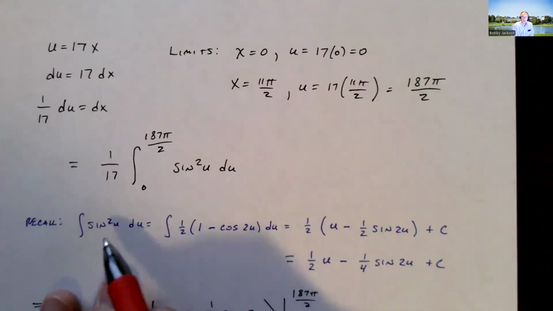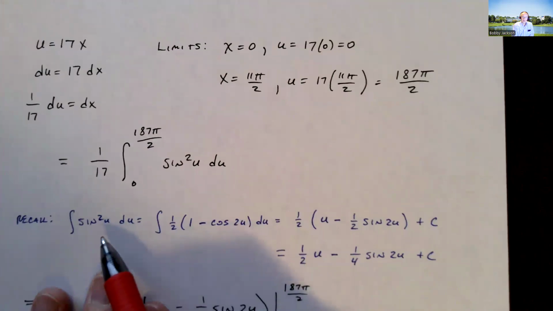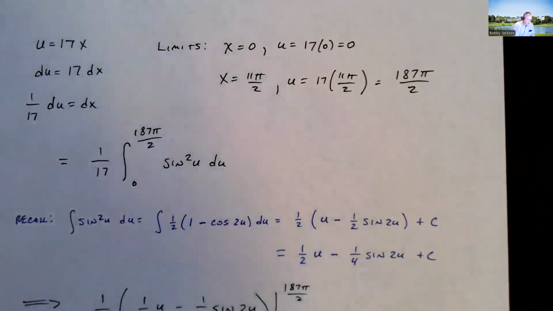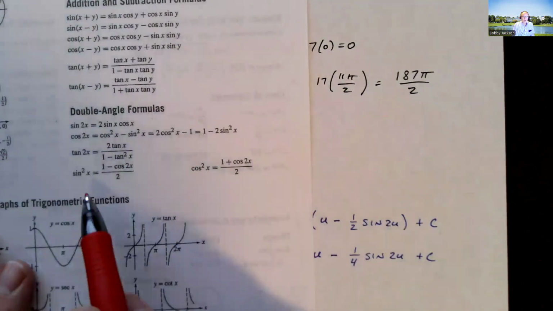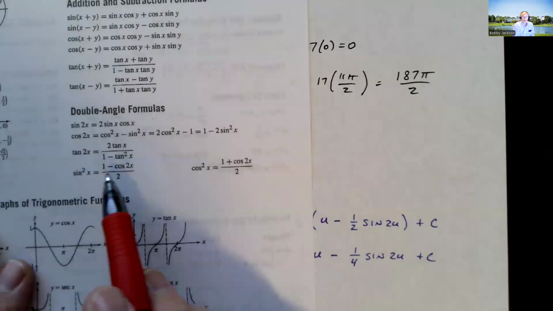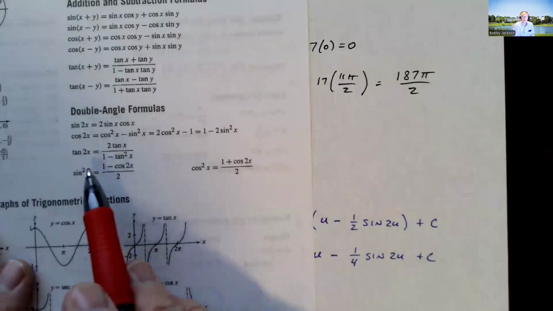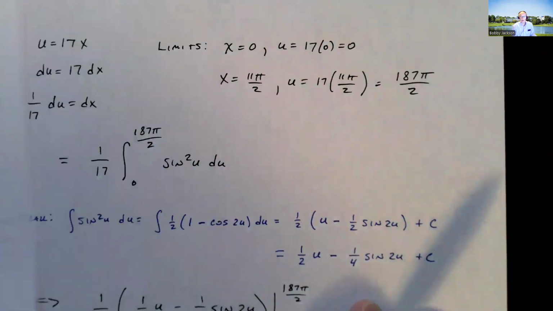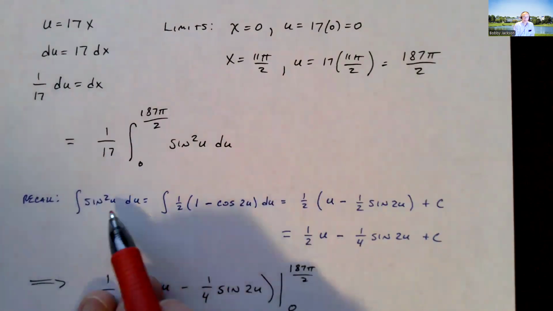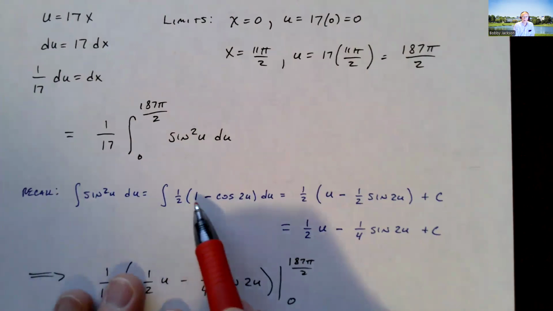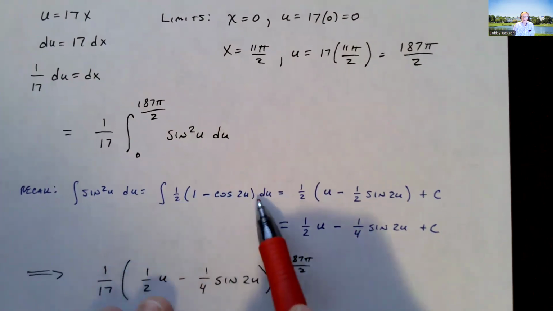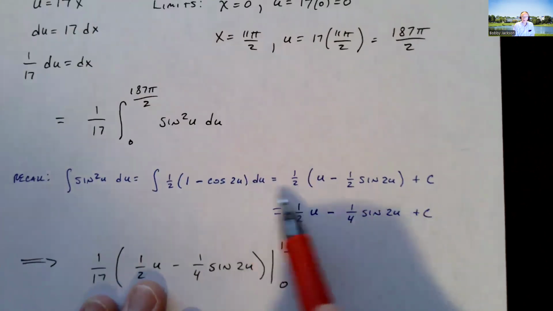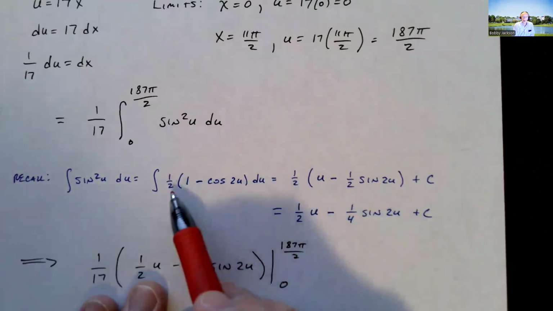Well, recall we derived this one in class, and the way we derived it is with the power reducing formula for sine squared of x, which is 1 minus cosine of 2x divided by 2, or 1/2 the quantity 1 minus cosine of 2x. And that's what I've done here. Of course, I've got the variable u, so mine is 1/2 times 1 minus cosine of 2u. So find the antiderivative, pull that 1/2 out.